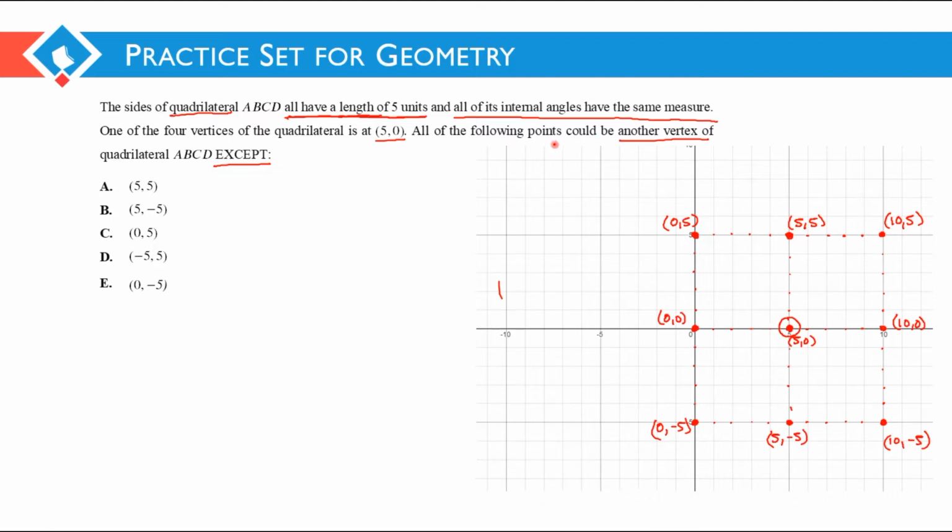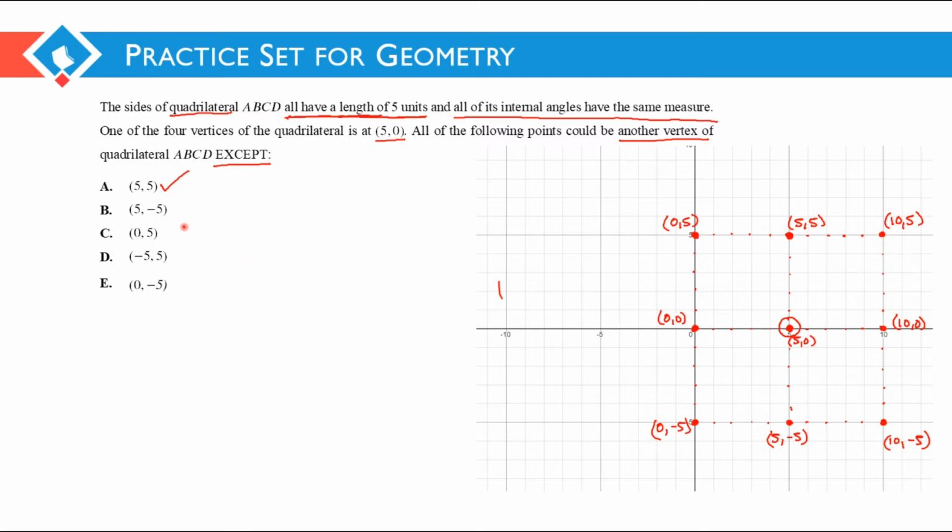And then it says all of the following points could be another vertex of the quadrilateral except. So if it's this quadrilateral, these 3 would be the vertices. If it was this quadrilateral, it would be these 3 vertices in addition to the one that we have. If it was this one, it'd be these 3. And if it was this one, it'd be these 3. Let's see which ones actually do exist. Could (5, 5) be one of the vertices of that square? Yes, it could. (5, 5) checks out. So that could be a vertex.